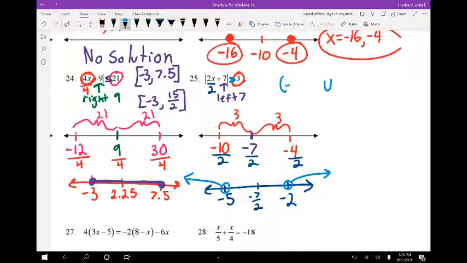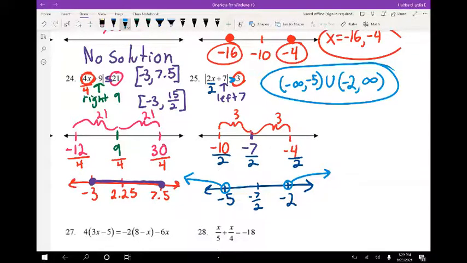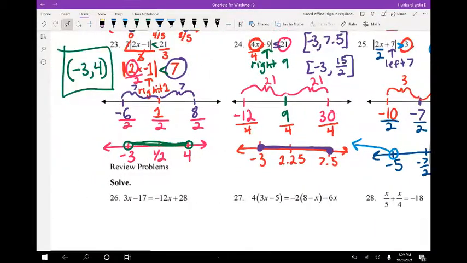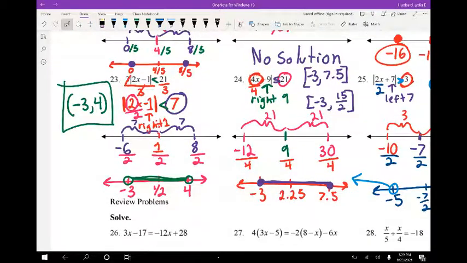So we have -infinity on the left side going to -5. Because it's an open circle, that's going to be a parenthesis. Sorry, that doesn't look a whole lot like a parenthesis. And then we're unioning that with parenthesis -2 to infinity. And so this would be our answer. And then we can start getting into the solving and review problems from the previous unit.